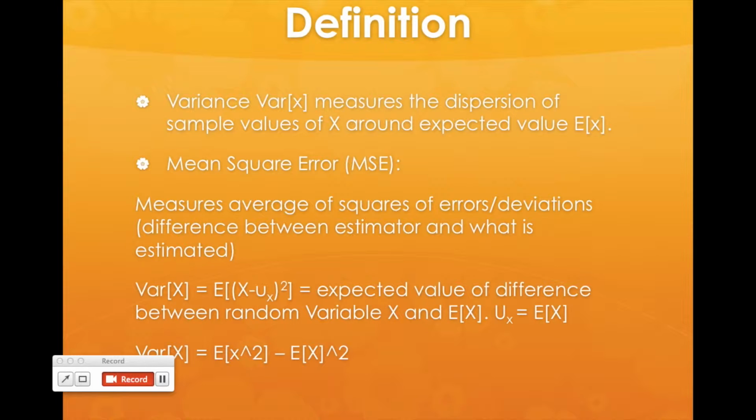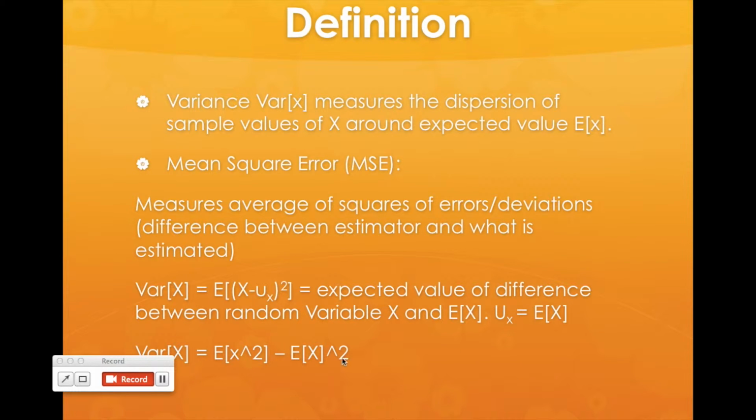So below that we have variance is equal to E[(X - μ)²], which is equal to the expected value of the squared difference between random variable X and E(X). And μ is equal to the expected value of variable X. Below that we can also write variance of X as equal to the expected value of X squared minus the expected value of X, squared.